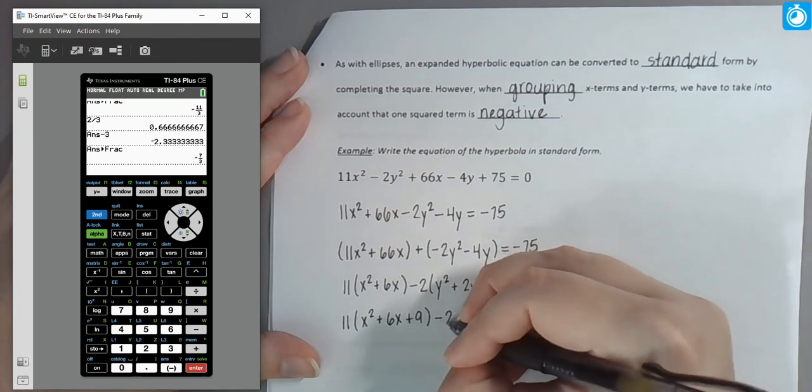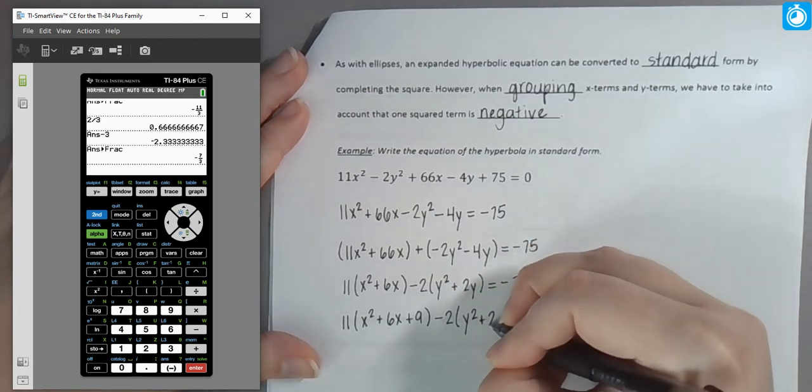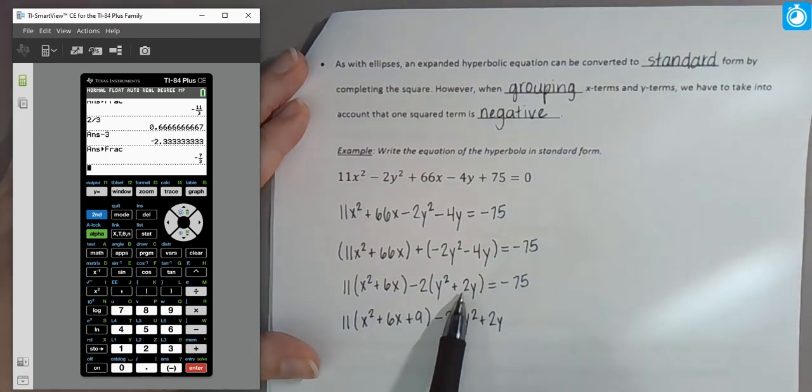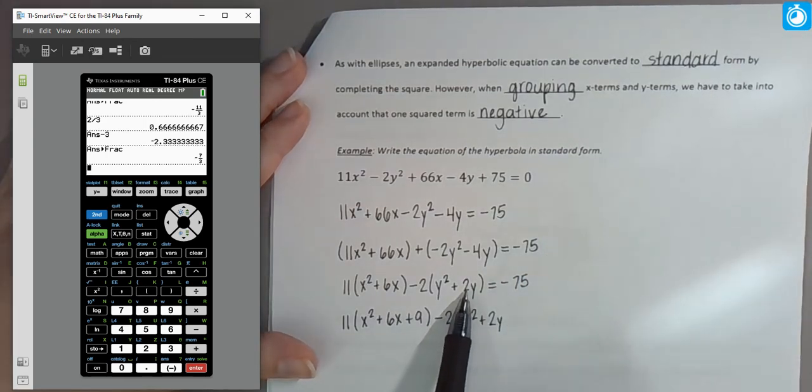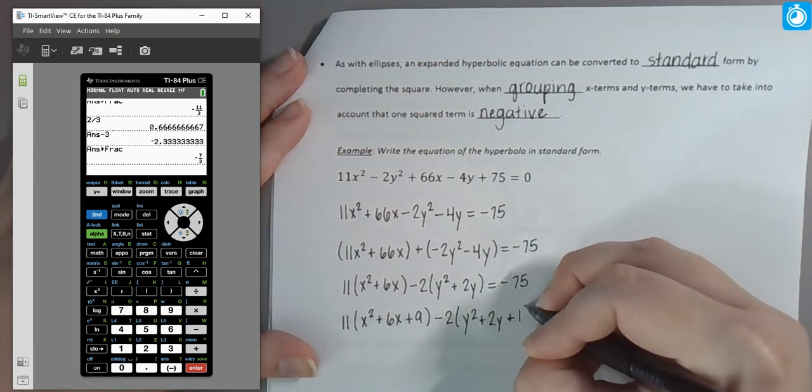Now I need to do the same thing for my second set of parentheses. So I have y squared plus 2y. I'm going to take the linear term, divide it by 2, which will give me 1, and then square it, and 1 squared is also 1.